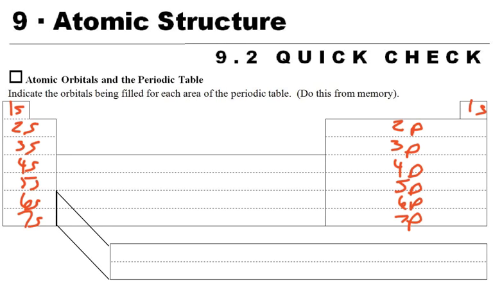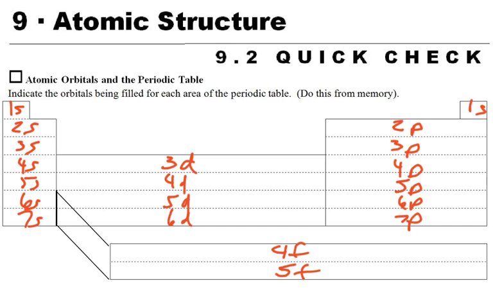Then over here in the middle, these are the transition metals. These are the d's, and they start with level 3. So 3d, 4d, 5d, 6d. And then those two pull-out parts here, these are the f's, and f's start with level 4. So these are the 4f and the 5f.